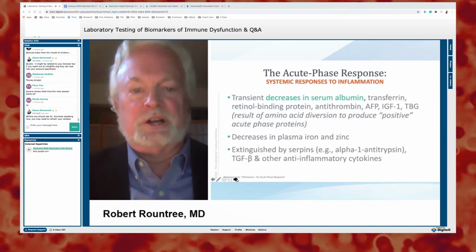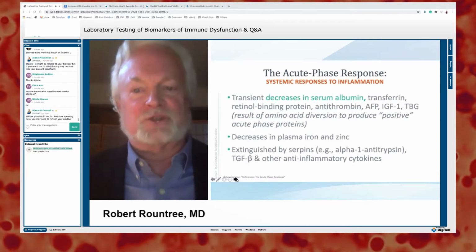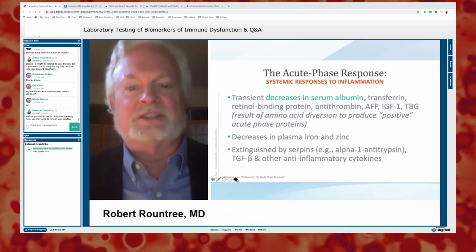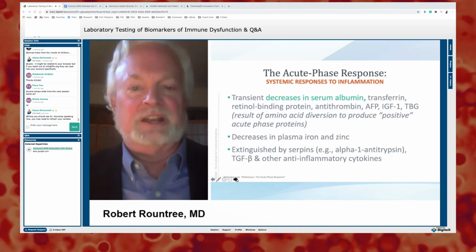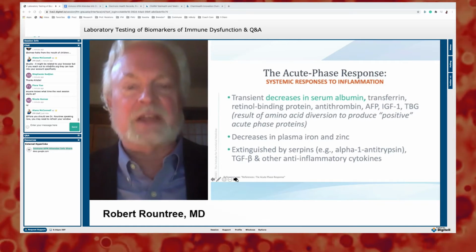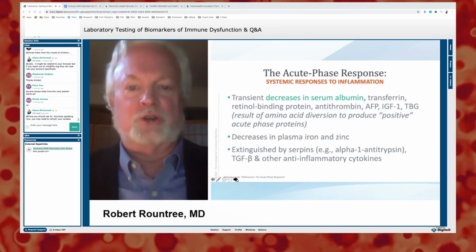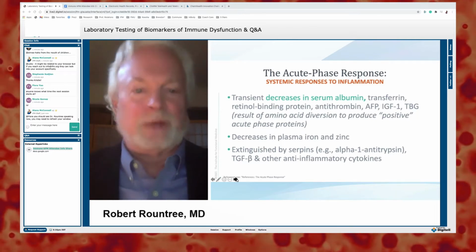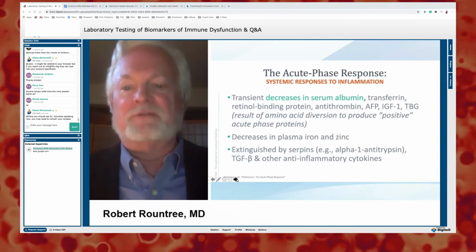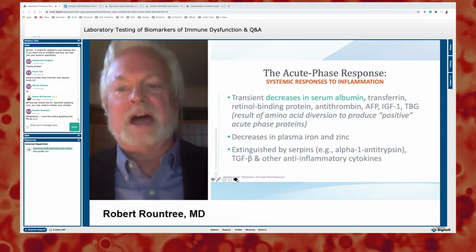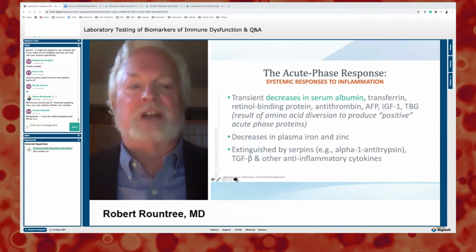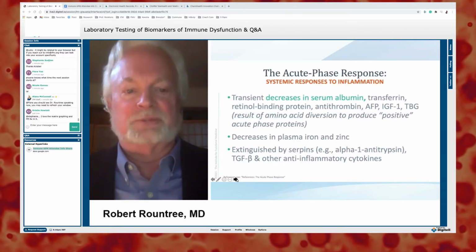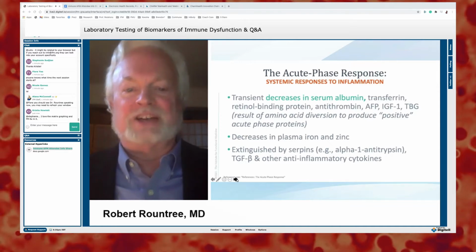At the same time that the liver's making all these proteins, it's also diverting amino acids from other proteins to make those proteins like fibrinogen. So you get a drop in albumin, transferrin, the vitamin A retinol binding protein, alpha fetoprotein, IGF-1, thyroid binding globulin. So you can see how this can wreak havoc with hormonal metabolism. You also get a decrease in plasma iron and zinc.